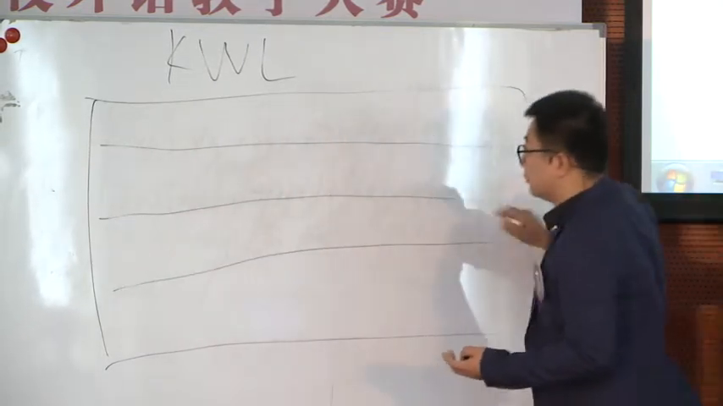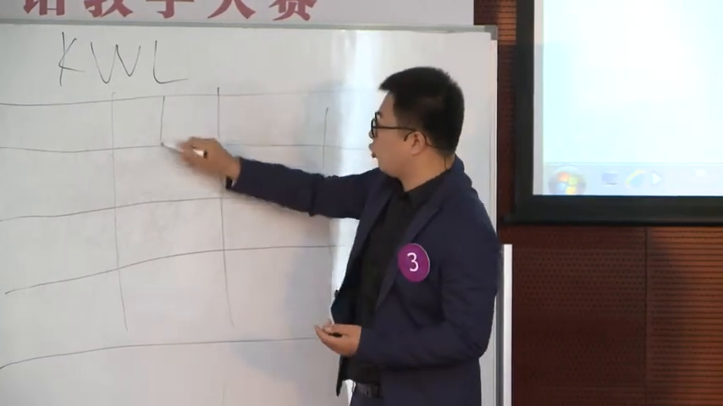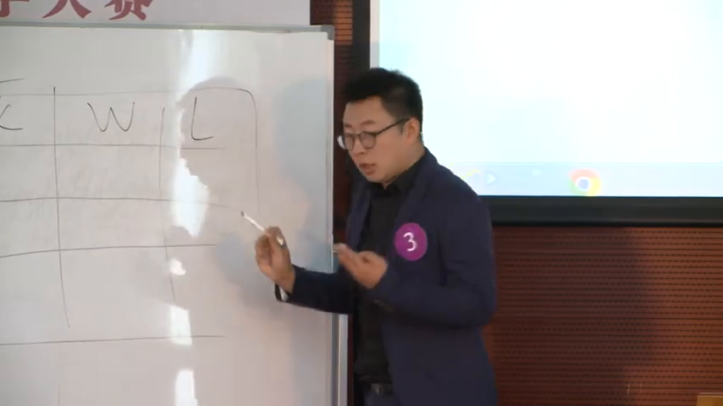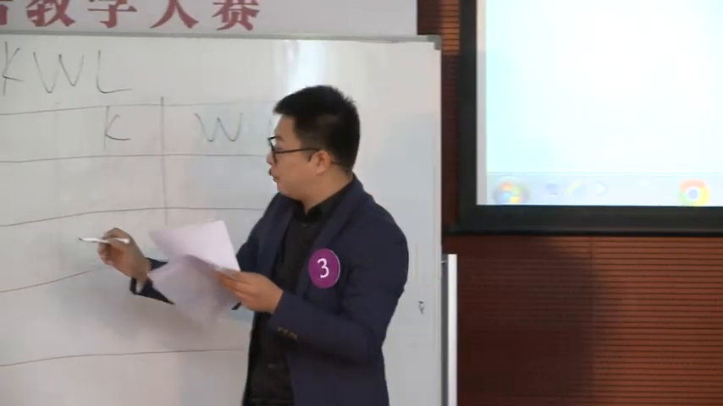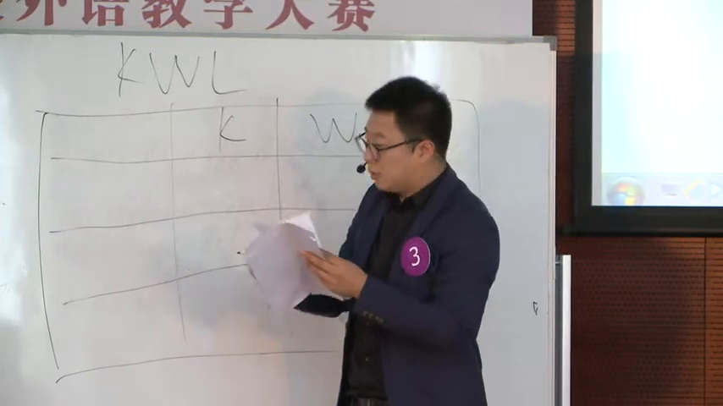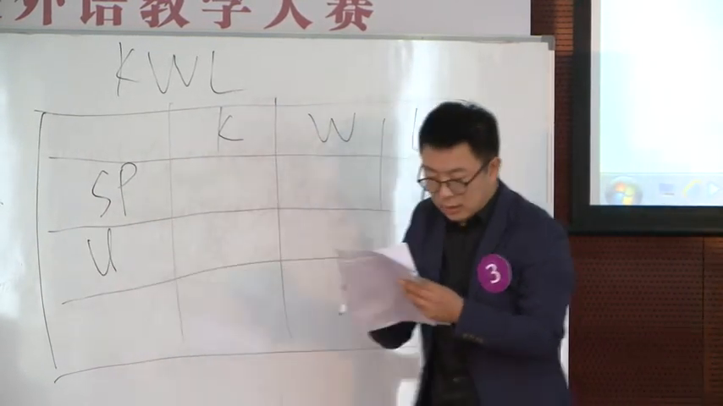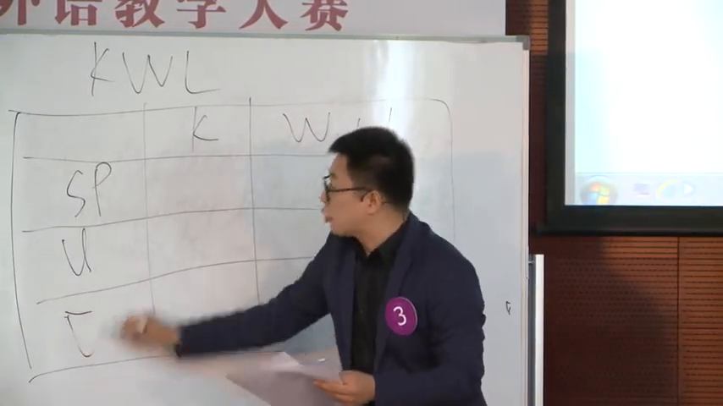It's like this. So K refers to know, W, want to know, and L, learned. So I will put several key phrases over here. For example, in this particular video, there are solar panel, there are unplug, as well as eco-friendly. Yes, eco-friendly should be here.